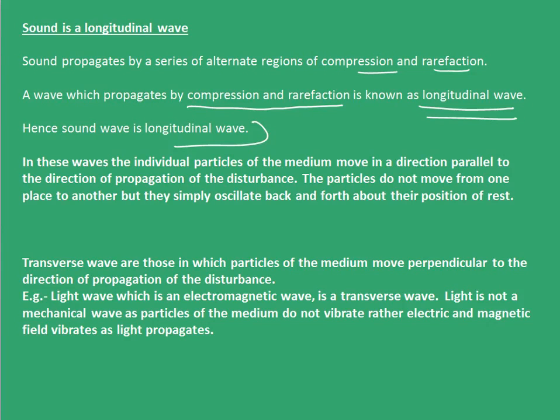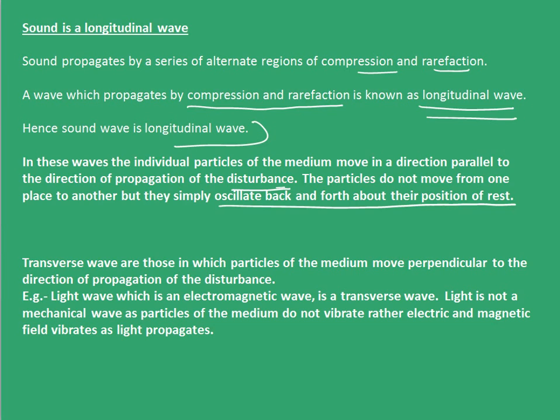What happens in longitudinal waves is, the individual particles of the medium move in a direction parallel to the direction of propagation of the disturbance. The particles do not move from one place to another, but they simply oscillate back and forth about their position of rest. Like the longitudinal waves, there are also waves which are called transverse waves.